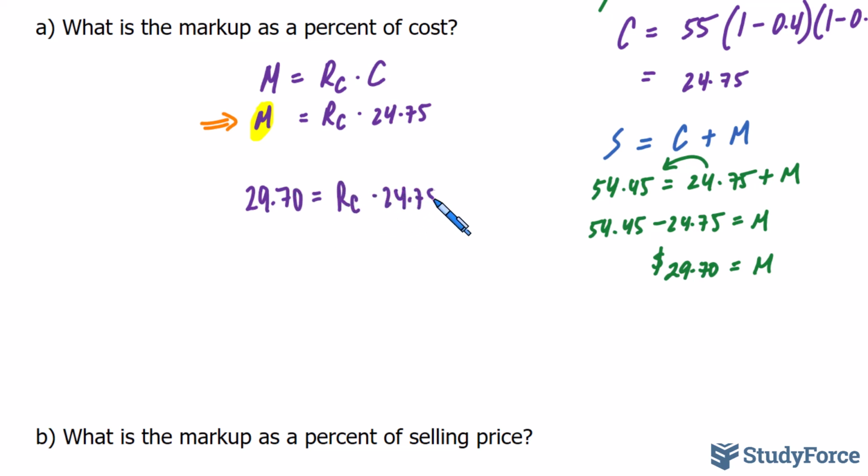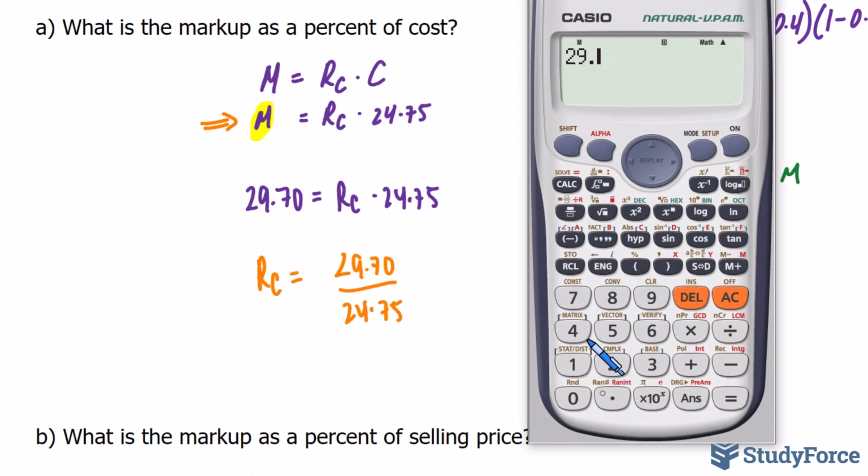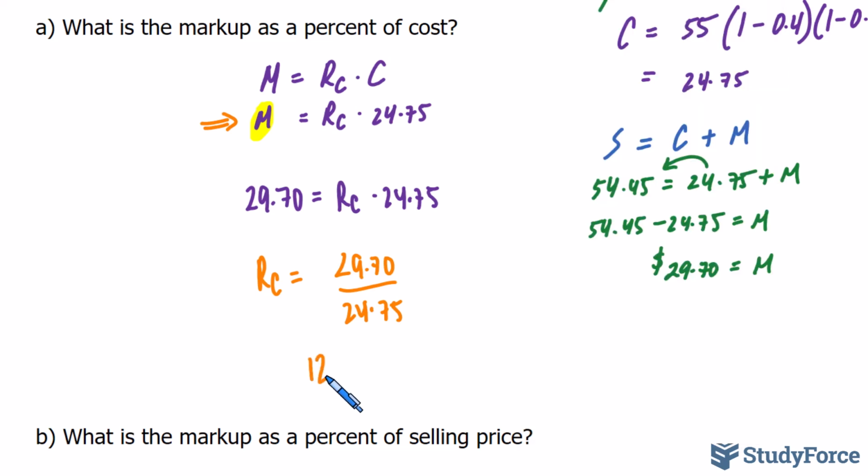we can now solve for R sub C by dividing both sides by $24.75. So we end up getting R sub C is equal to $29.70 divided by $24.75. Once we divide these two values, you need to immediately multiply by 100%. So $29.70 divided by $24.75 multiplied by 100%, or a factor of 100, and that means our markup as a percent of cost is 120%.